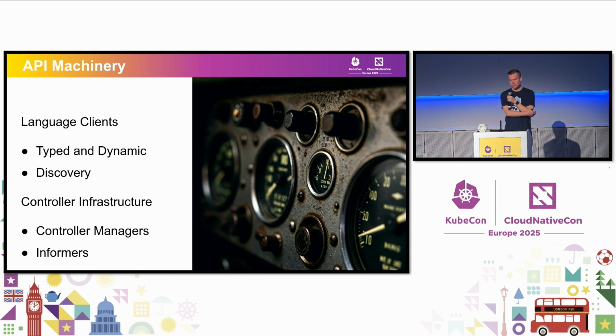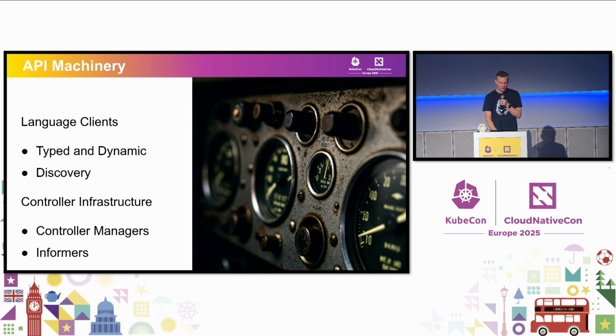We're responsible for the language clients of the API server. In particular, we spend a lot of time on the Go clients, but we support a variety of different clients. We have both typed and dynamic forms of those. For the typed form, we provide one that covers all of the built-in APIs. You can generate your own typed clients, or you can use the dynamic client with CRDs. We also provide discovery for clients, so clients can discover what's available in the API.